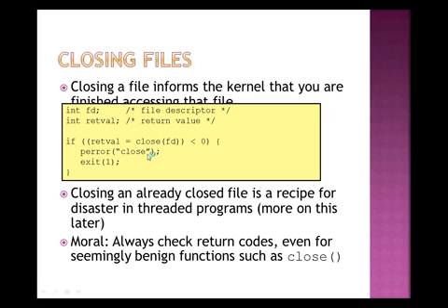If the file descriptor is closed, there is no more content, then it gives the error, that is a close, and then exits. Closing an already closed file is a recipe for disaster in a threaded program. That is discussed at a later stage. Whenever we close an already closed file, that is also an error, that is also a bug. The moral is to always check the return codes, even for seemingly benign functions such as close.